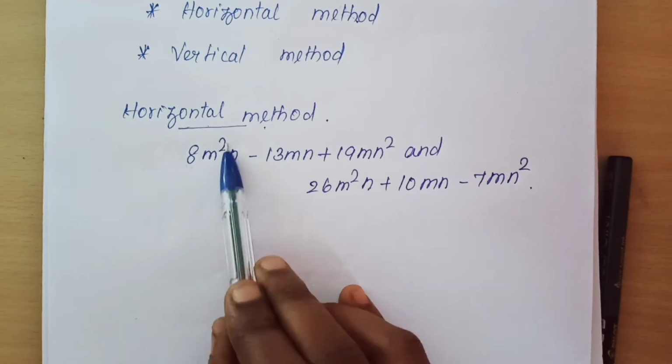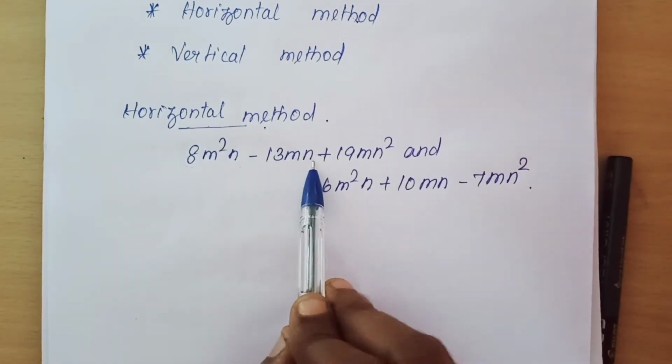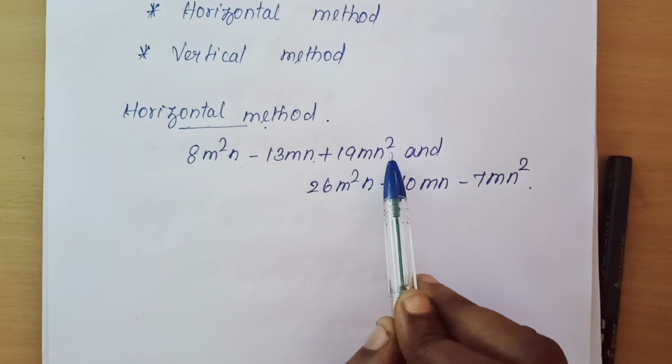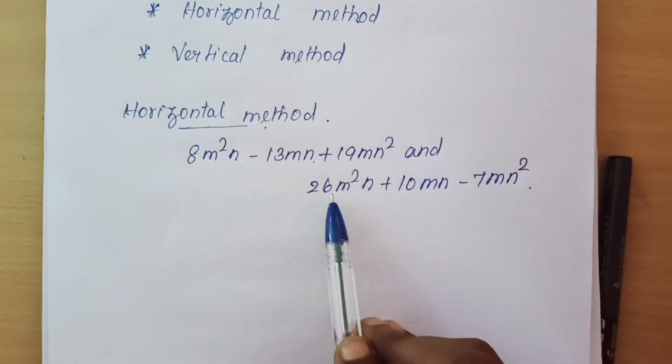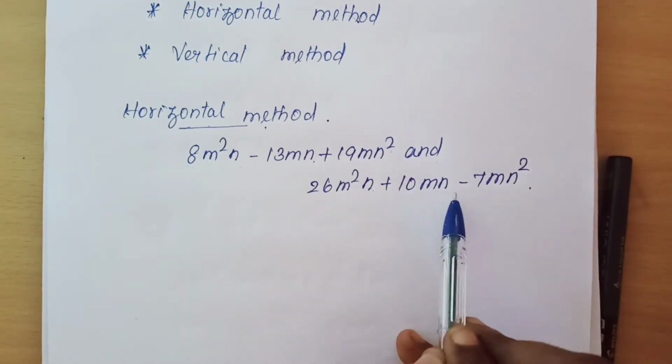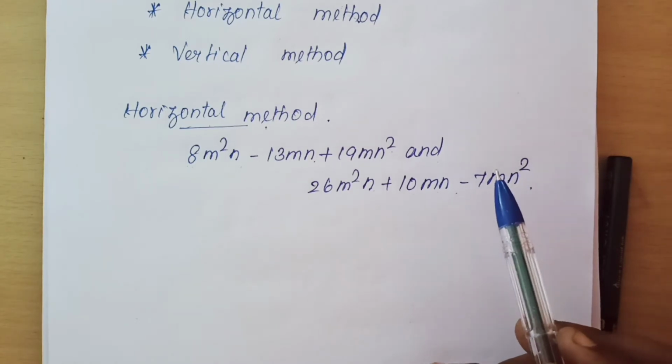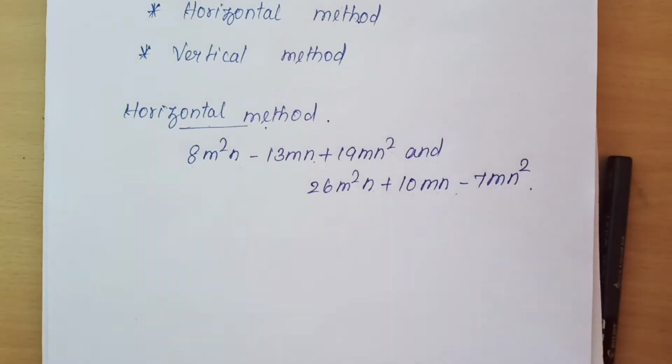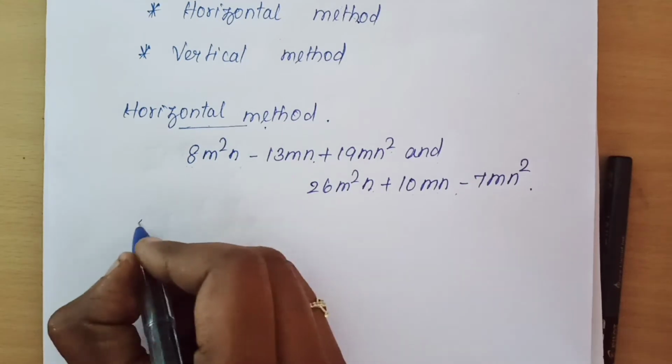This is your example 1 question: 8m square n minus 13mn plus 19mn square and 26m square n plus 10mn minus 7mn square. You want to add the following. You know how to add 2 numbers. When 2 numbers are given, you know to add them, right? So I will tell you how to add.